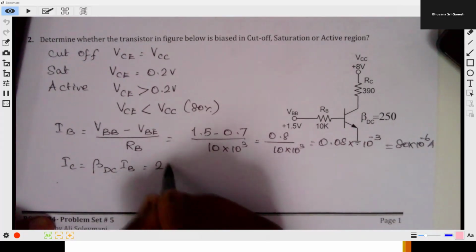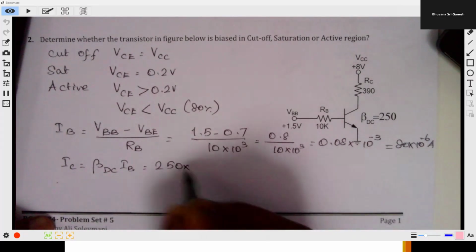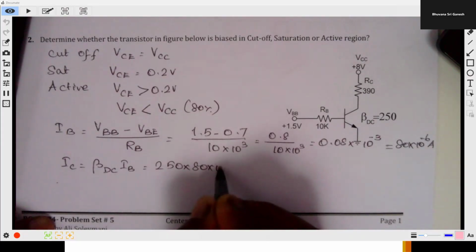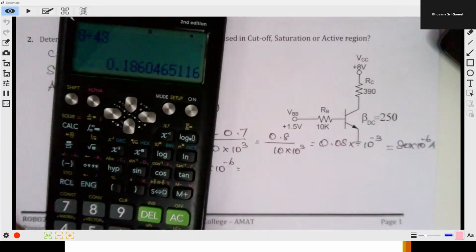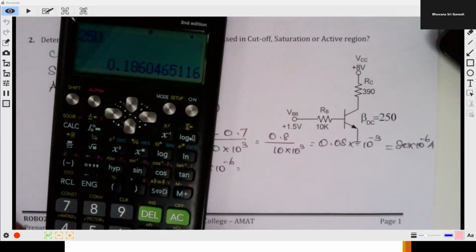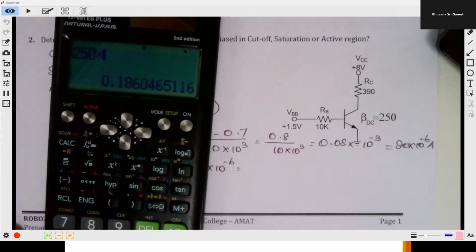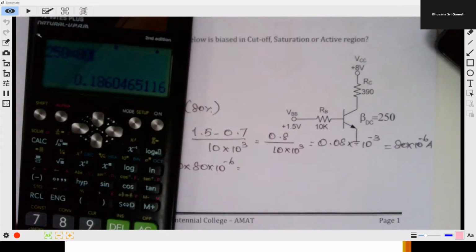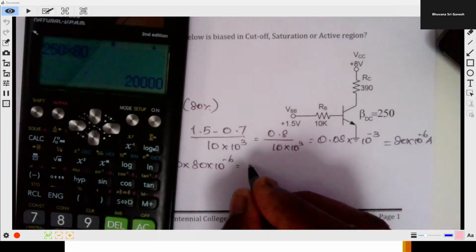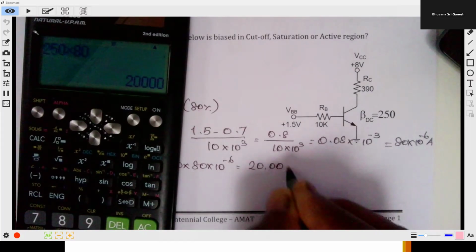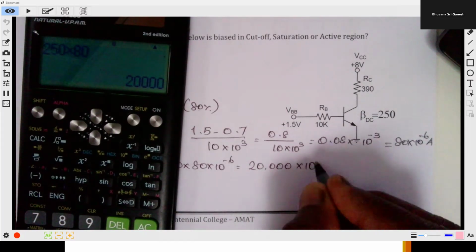So 250 times the value of IB, 80 times 10 power negative 6. 250 times 80 equals, it is giving 20,000, right? 20,000 times 10 power negative 6 it's giving. Okay, let us write it. 20,000 times 10 power negative 6.